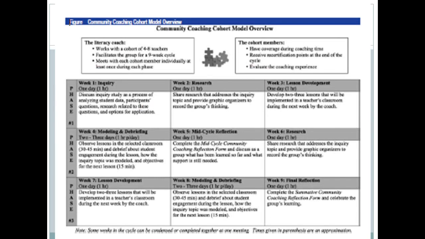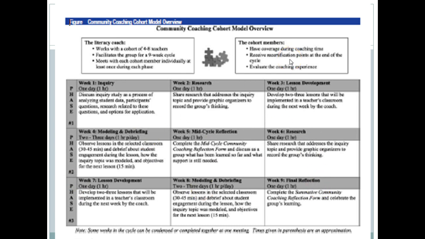So here is the framework from the article, and it shows here the role of the literacy coach. So they are going to work with a cohort of about 4 to 8 teachers. 8 teachers sounds like a lot to me, so when trying this out, I would start small with maybe 3 to 4 teachers. And then you're going to facilitate the group for a 9-week cycle. You're going to meet with each cohort member individually at least once during each of the phases. So here's phase 1, here's phase 2, here's phase 3, and each phase is 3 weeks.